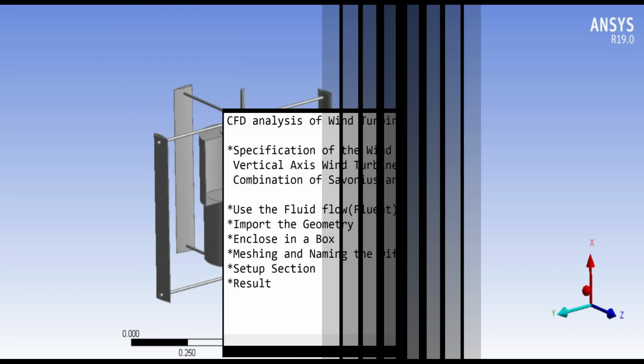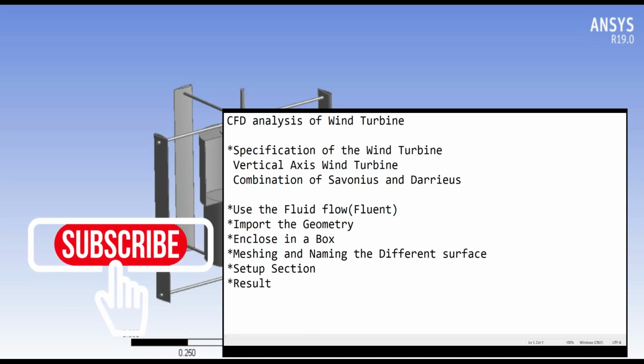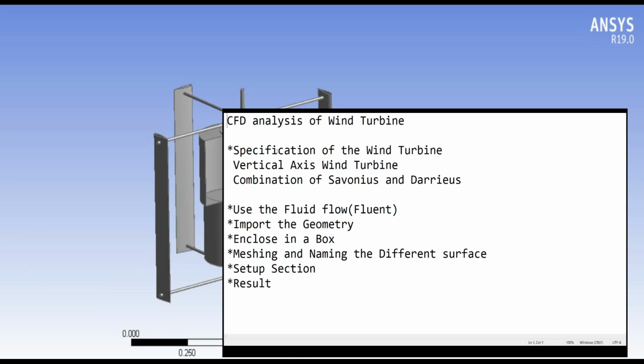Okay, fine. In this video, we are going to discuss the CFD analysis of a wind turbine. There are different types of wind turbines, horizontal and vertical axis wind turbines, and here we will be using a vertical axis wind turbine for the analysis. A vertical axis wind turbine is of two types, Savonius and Darrieus type, and we are going to analyze a combination of the Savonius and Darrieus.